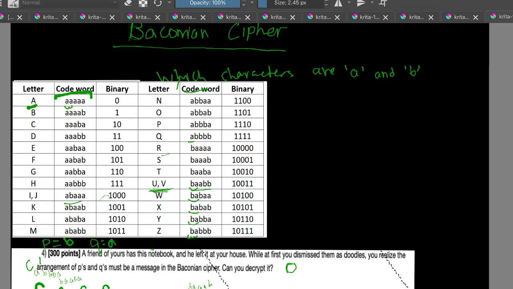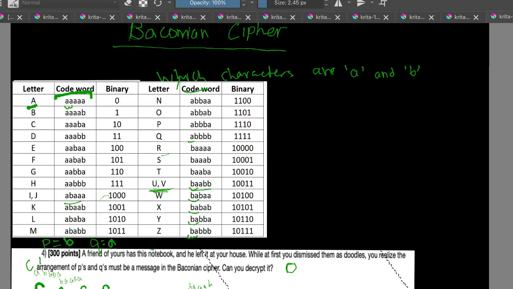This is a P. This is an E. This is A, B, B, A, A, and this is A, B, A, A, A, B, S. This is B, A, B, B. No. B, A, B, B, A. That's Y. This is A, B, B, A, A, B, A. That's a U or a V.